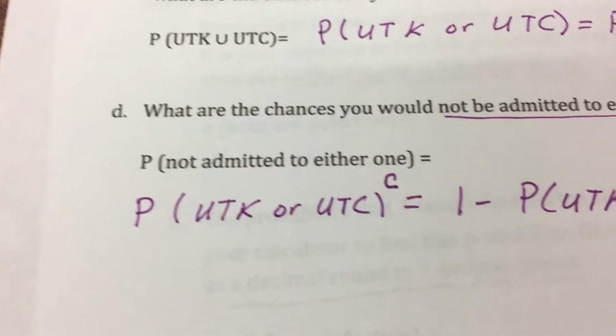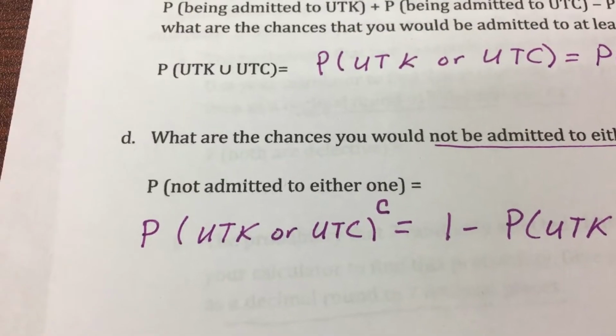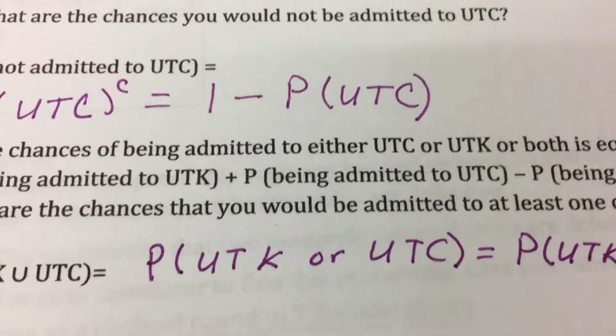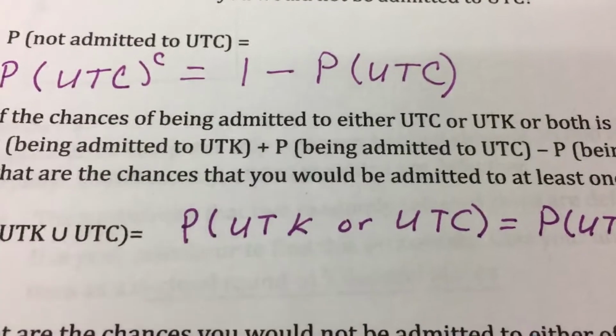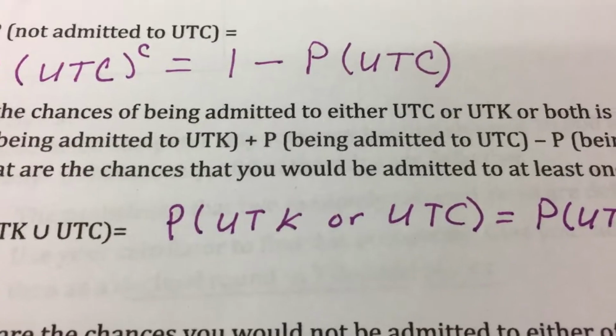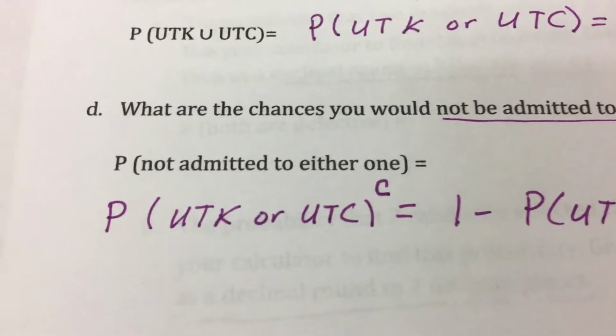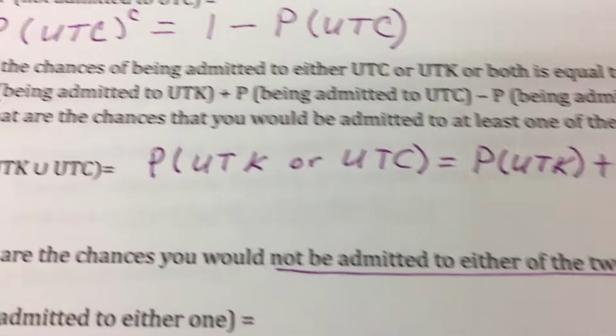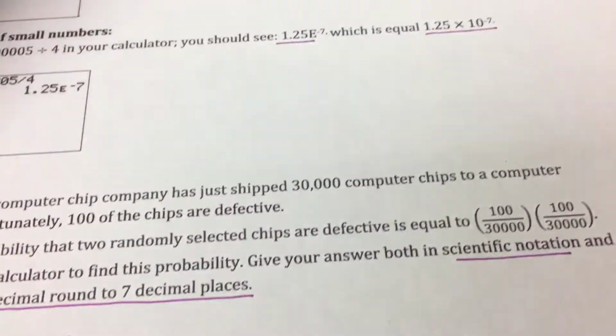And then the last thing says, okay, what's the probability of not being admitted to either one? Well, up here, we were admitted to UTK or UTC or both. So if you want to find the complement of that, you're just doing 1 minus whatever you come up with in part C. So that's how you'll do that one.